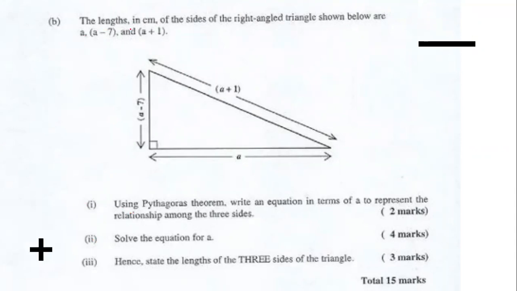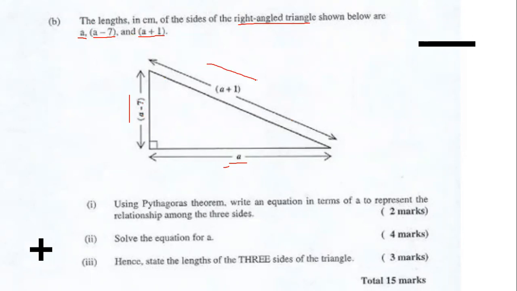The lengths in centimeters of the sides of the right angle triangle shown below are A minus 7, and A plus 1. So these are the lengths of the triangle. Let's identify them on the diagram. I always say, whenever you're dealing with STEM parts of the question, go down in the diagram where they have identified for yourself, because not all the time they fill them in, right? So here we have A down here as the base, A minus 7 is the height, and A plus 1 is what? What is this called? Everyone's supposed to know this.